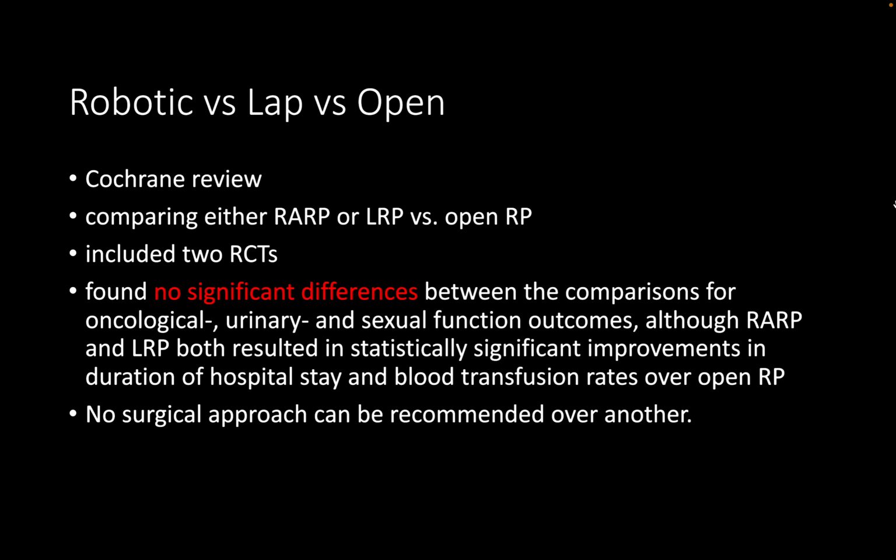But in the robotic assisted group and also the laparoscopic group, there is statistically significant improvement in the duration of hospital stay and blood transfusion rate compared to the open group. And there is no way you can advise one surgical approach over the other. But if you have robotic, it's always nice to advise robotic because of the shorter hospital stay. A lot of people say open is always advisable when you do lymph node resection because that gives better access and wider clearance of lymph nodes. That's only for the high risk patients.